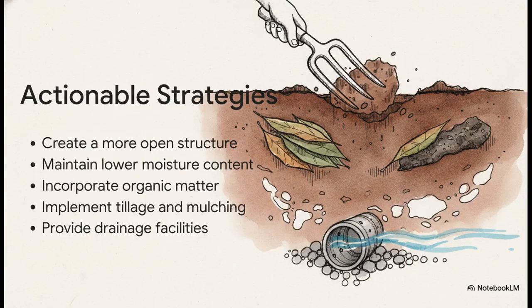So how do we actually hit those targets out in the field? Well, remember Fick's law from earlier? Since diffusion is the main agent for air renewal, we basically have to manipulate the soil to maximize that rate. We do this by creating a more open structure and maintaining a lower moisture content, simply because pores filled with water can't hold air. The standard actionable ways to create this vital porosity include physical tillage, actively incorporating organic matter, and utilizing mulching. Plus, providing proper drainage facilities is a highly effective immediate remedy to lower that moisture and instantly improve the overall air capacity of the soil.